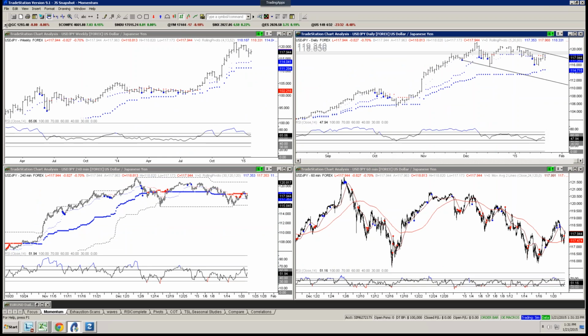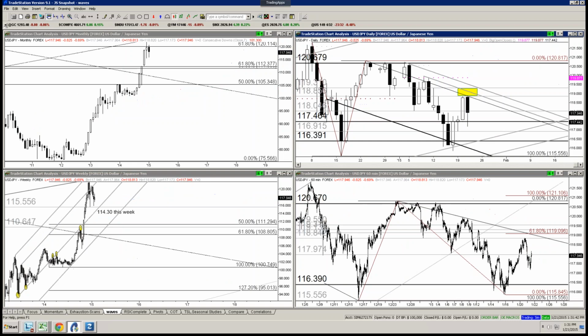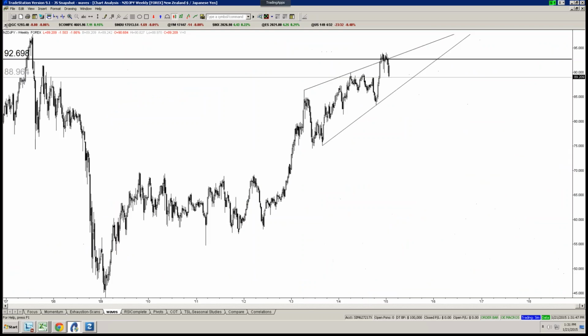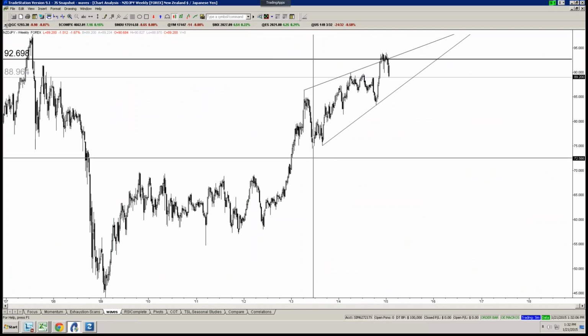Now, since I've talked about the Kiwi dollar and I've talked about the dollar-yen, both of them looking to the downside potentially, it would only make sense to look at the Kiwi yen. Obviously, long-term chart here, weekly chart. You can see we have what could be described as a wedge into the top, all the way from basically the June 2013 low. It's a contracting triangle, diagonal triangle, wedge, whatever you want to call it.